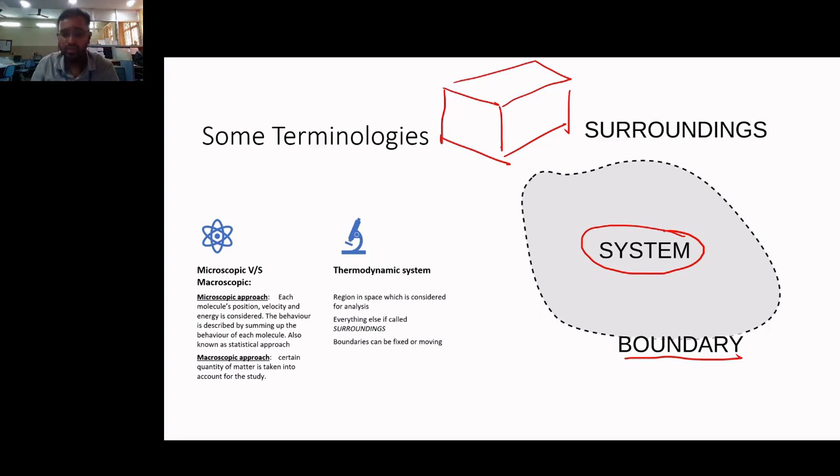All right. So we have talked about three important definitions: what is a system, what is a boundary of the system, and what are the surroundings of the system, and the combination of system and surroundings, which is the universe. Then we need to talk about something called approaches.